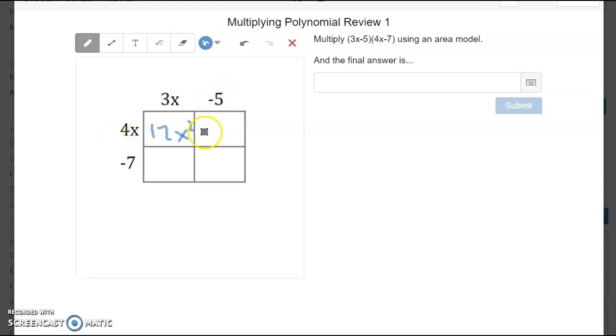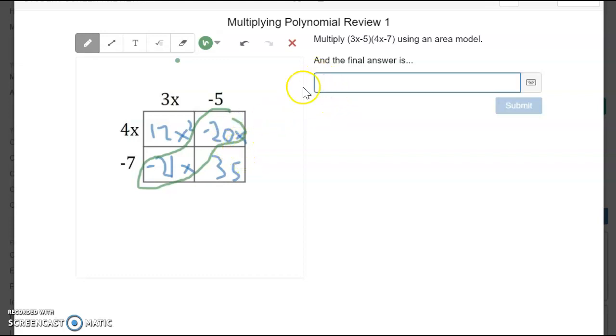Negative 5 times 4 is negative 20, and then we still have an x. And then 3 times negative 7 is negative 21x, and then negative 5 times negative 7 is positive 35. Then from here, I need to combine like terms, which are these, my final answer.